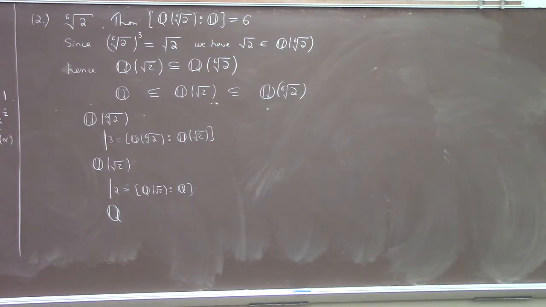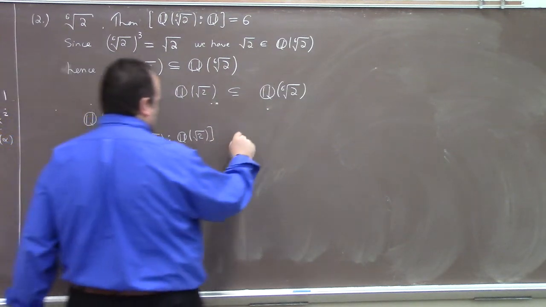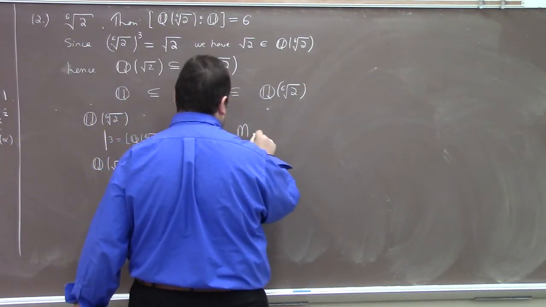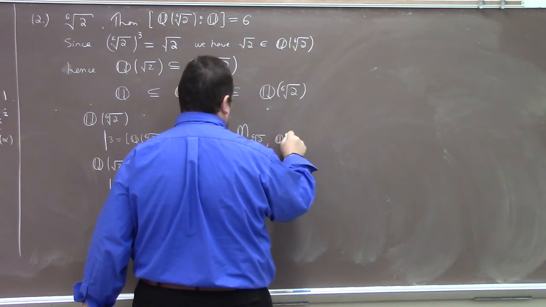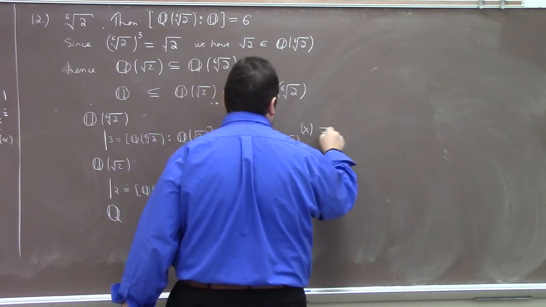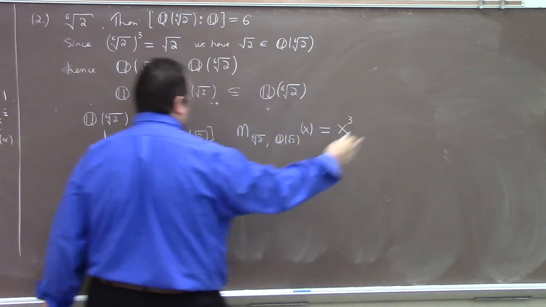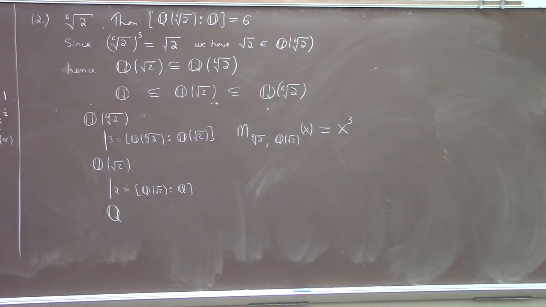But what this also shows you is that the degree of the minimal polynomial of the sixth root of 2 over Q adjoin root 2 is 3. So the minimal polynomial of the sixth root of 2 over the field Q adjoin root 2 is some third order something. Maybe I can actually work it out. This is a simple enough example that I might be able to make that explicit.